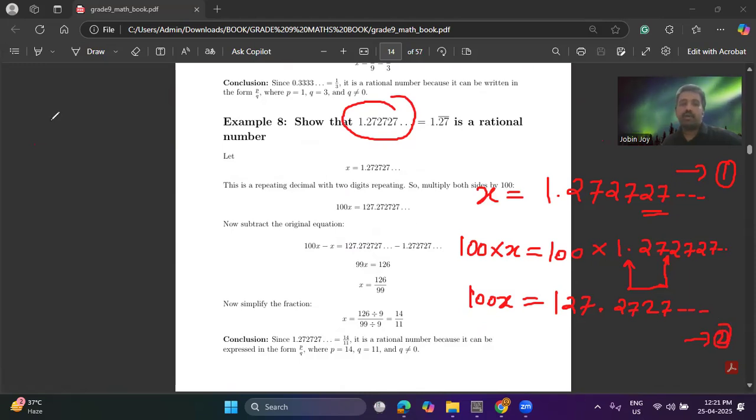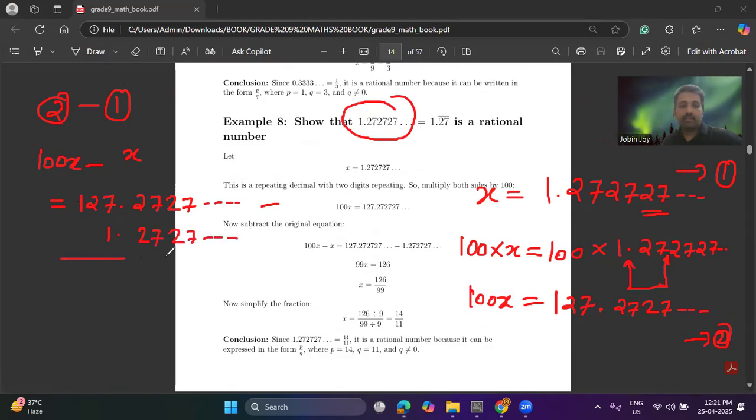Then same process, 2 minus 1. So 100x minus x equals 127.2727, etc. minus 1.2727, etc. So subtract it. 7 minus 7, 0. 2 minus 2, 0. 7 minus 7, 0. 2 minus 2, 0. 7 minus 1 is 6. 2 minus 1 is 1. So what is 100x minus x? 100x minus x is 99x.